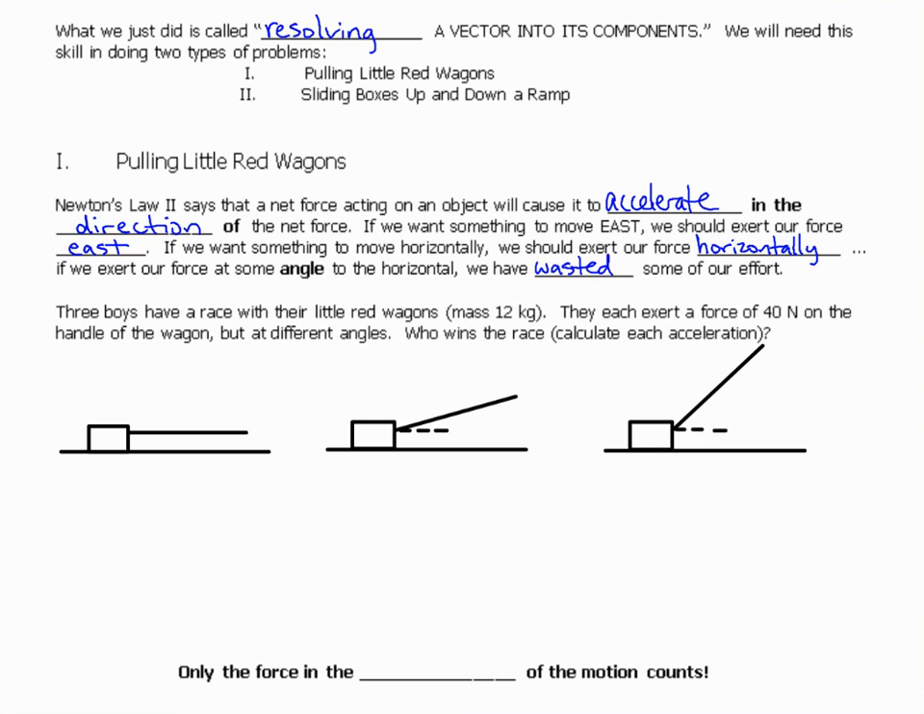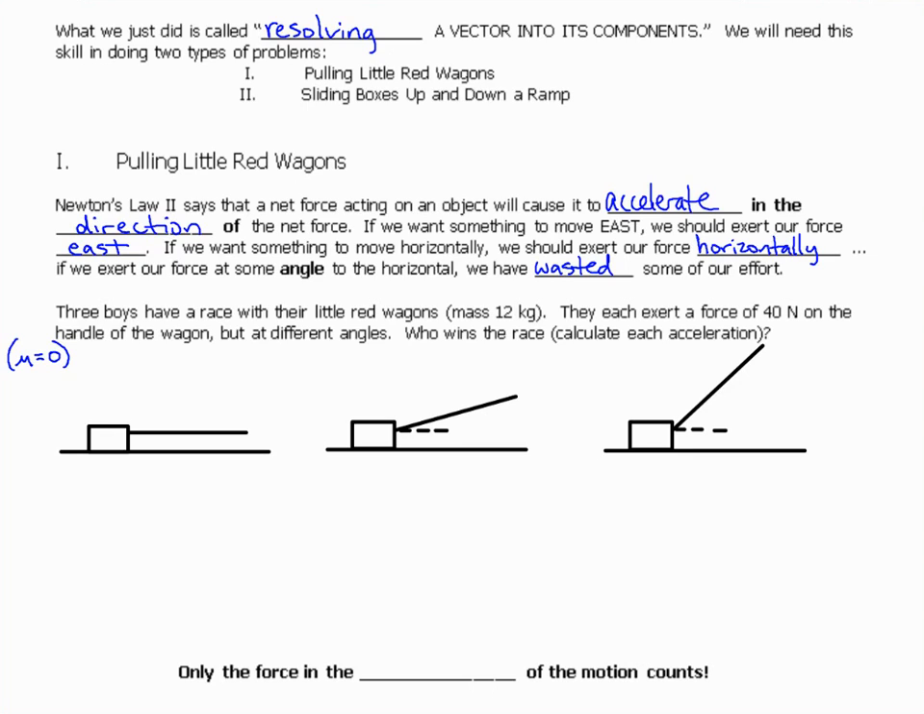Three boys are going to have a race with their little red wagons. Each has a mass of 12 kilograms. They exert a force of 40 newtons on the handle of the wagon, but at different angles. Who wins the race? And hint, that means calculate the acceleration. So in this one, we are going to operate on the premise that the coefficient of friction is 0. So we are ignoring friction in this exercise.